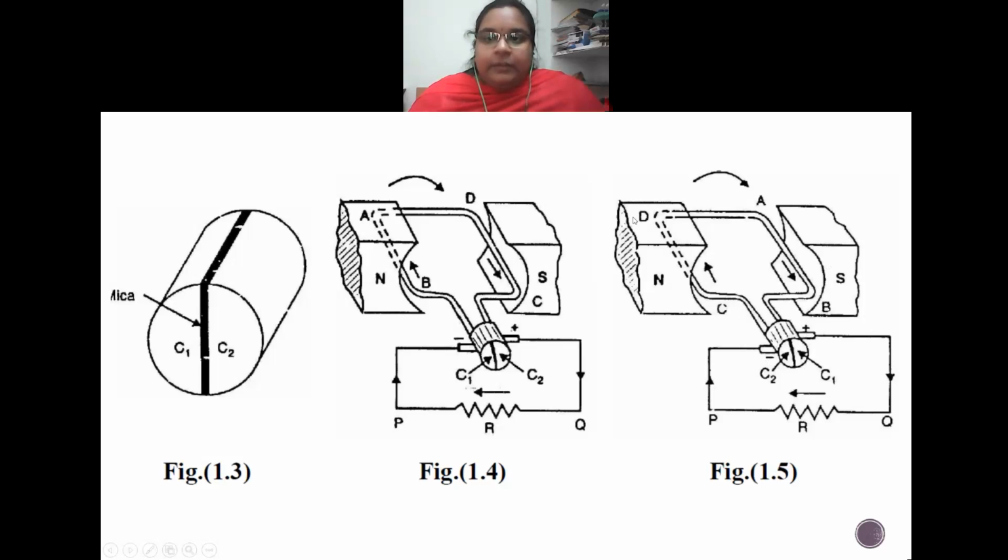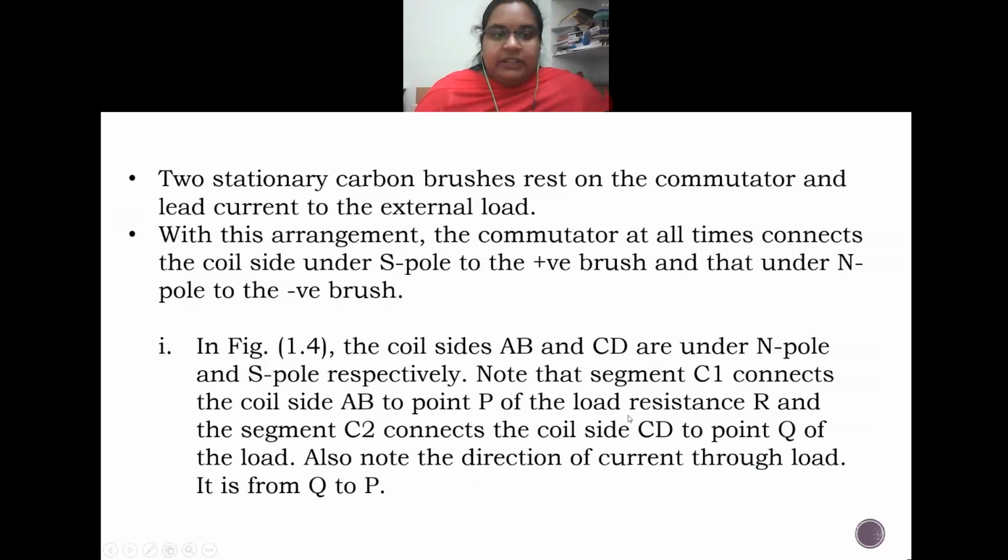That's all. Whether it might be AB or CD, this commutator makes sure that whatever is under the north pole is connected to the negative brush, and whatever is under the south pole is connected to the positive brush. Because of this continuous change, the direction of current outside the circuit, that is in this resistor R, will always be constant. This total thing is accomplished by this commutator.